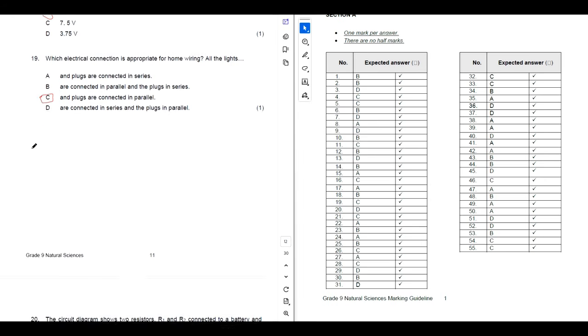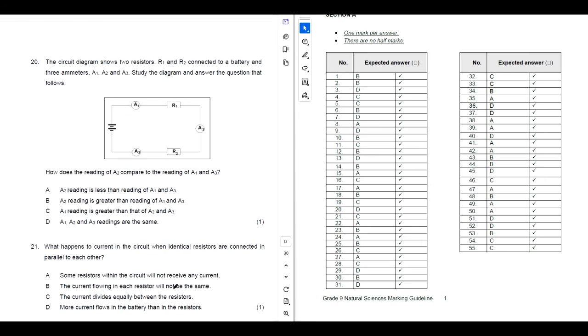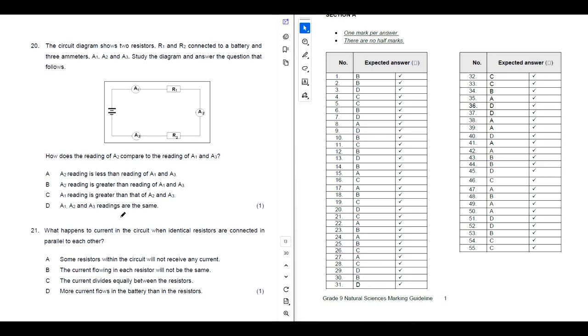Our answer will be C. And then next, we will move to question 20. Question 20 says that the circuit diagram shows two resistors, R1 and R2, connected to a battery, and three ammeters, A1, A2, and A3. So now we are asked to study the diagram and answer the questions that follow.